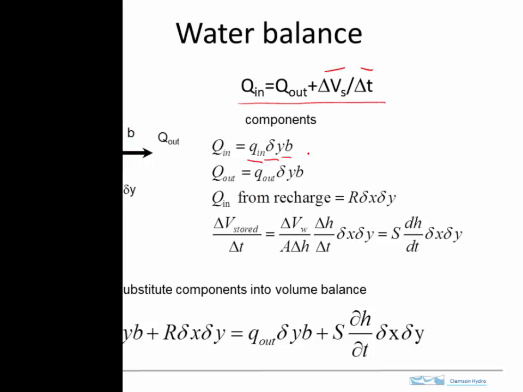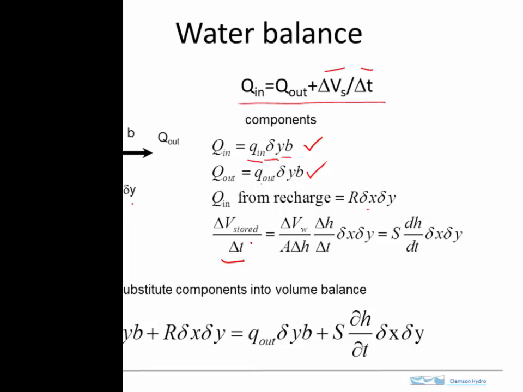Okay, so that looks good. And then the flow rate out is simply the flux out times the same cross-sectional area. We also want to have some flow coming in from recharge. So there's the recharge flux, and we have recharge flux times this cross-sectional area to give us a flow rate. That's going to be R times delta x delta y. Okay, and the last term is the change in volume stored with time.